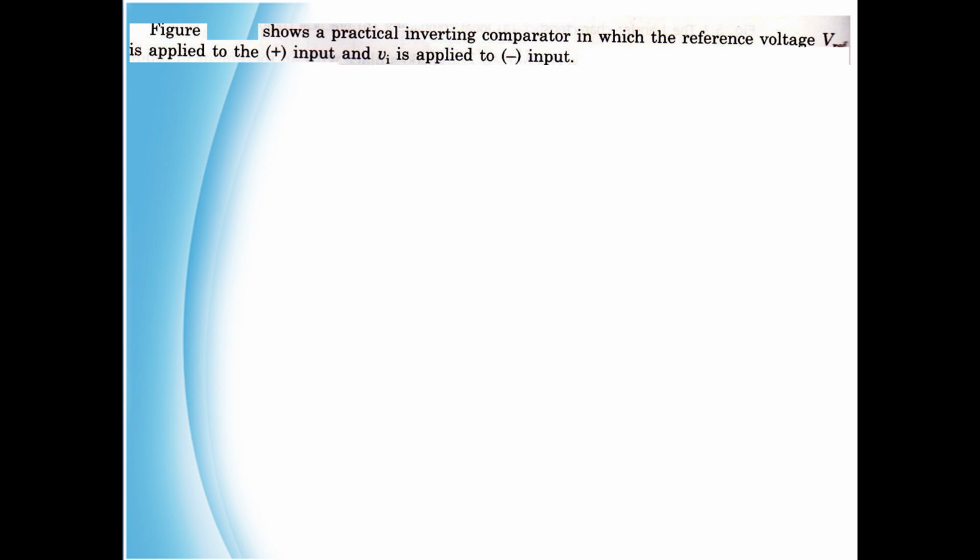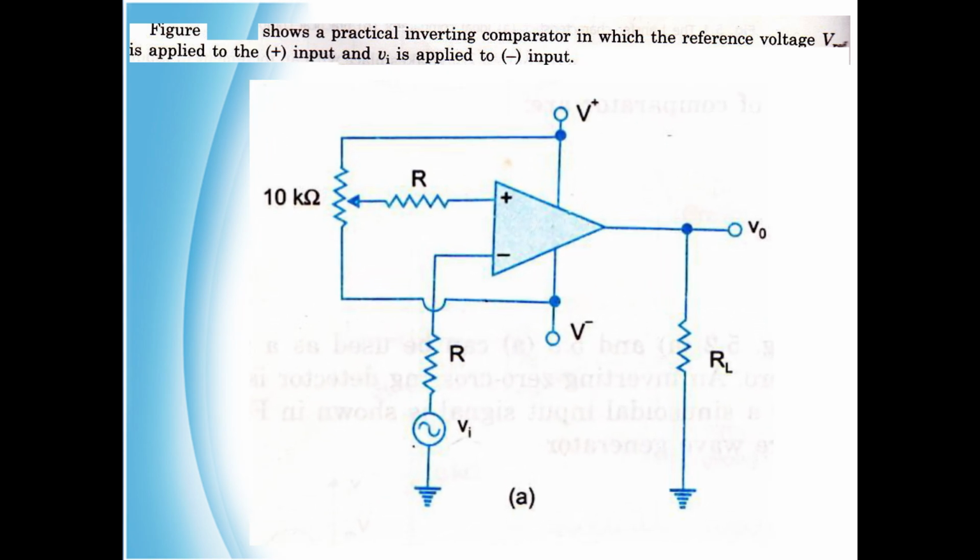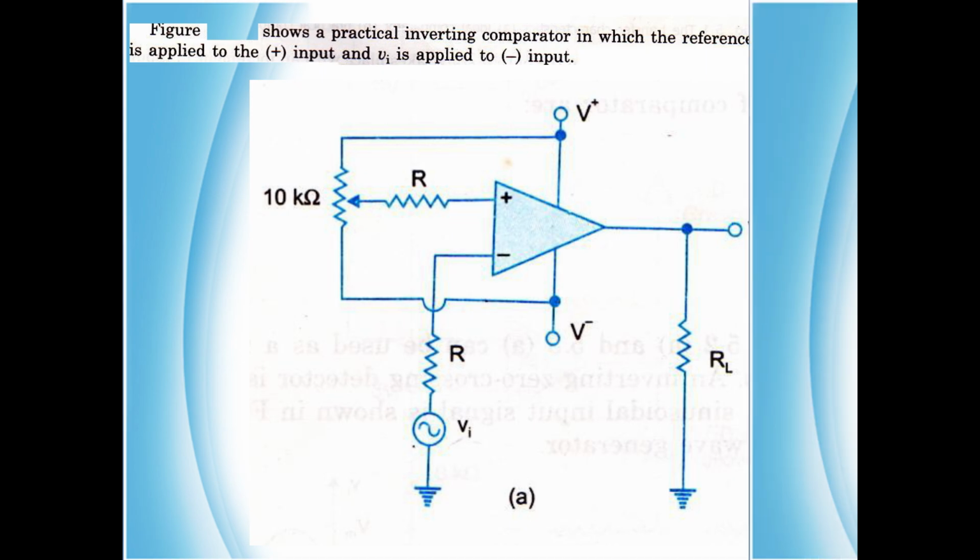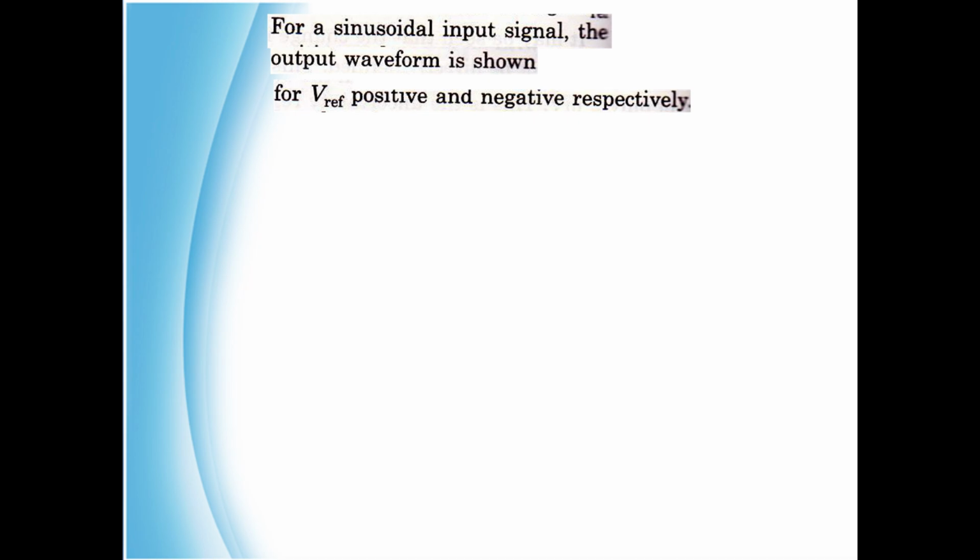Next figure shows a practical inverting comparator in which the reference voltage V reference is applied to the plus input and Vi, the actual input, is applied to the inverting input or negative input. So this is a practical inverting comparator. For a sinusoidal input signal, the output waveform is shown for V reference positive and negative respectively.